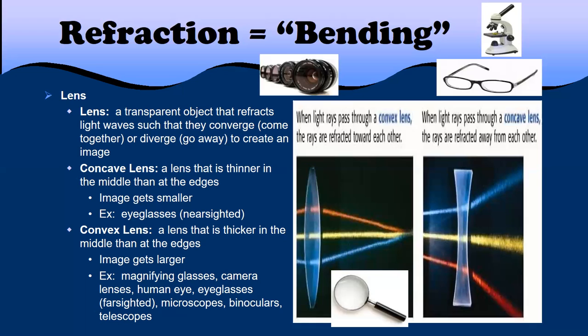The camera on your phone has a convex lens, and when you zoom in, that lens opens up a little bit more and lets that lens see more of the object. Okay, so I hope you understand that.